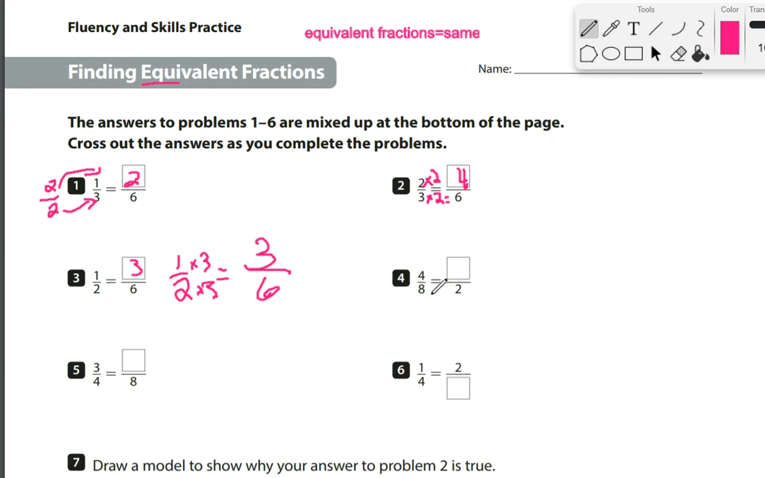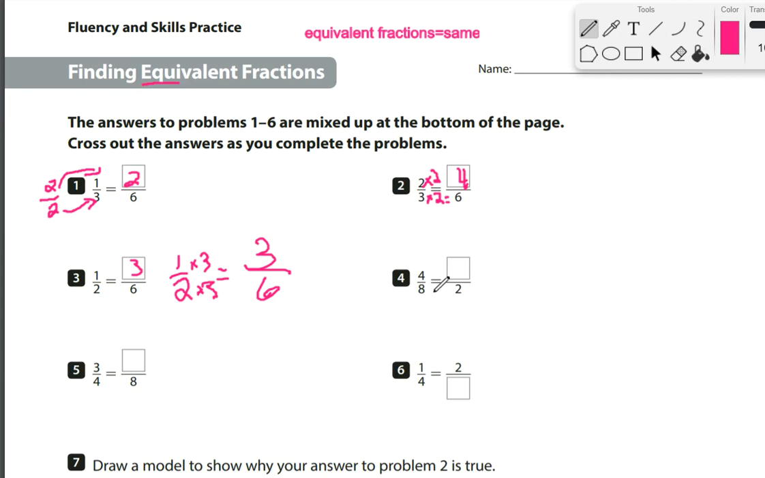All right, now we're looking at 4/8. I immediately noticed something about 4/8. We have a denominator of 8. We have a numerator of 4. We have 4 out of 8 pieces. 4 is half of 8. Therefore, 4/8 is one of those fractions, like 3/6, that is equivalent to 1/2.